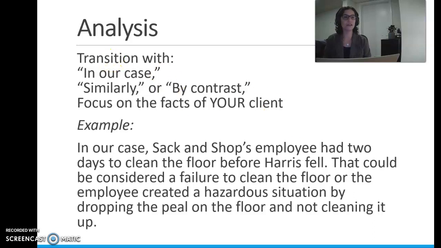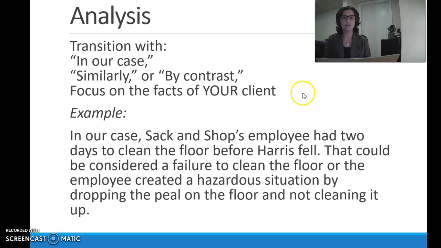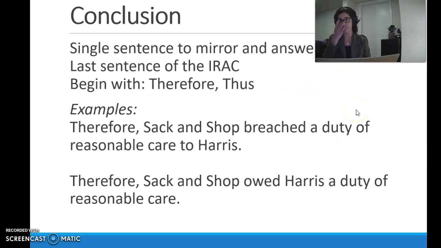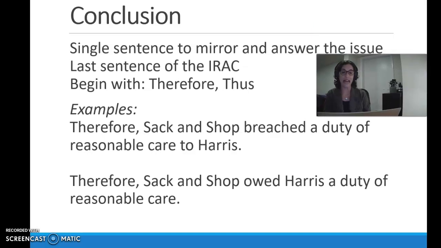Okay, last but certainly not least, we transition into the conclusion. So let's go down there. Now, the conclusion is exactly what it sounds like. It should be the last sentence of your IRAC paragraph. Exactly like the issue, it's one sentence, and it should actually mirror and answer your issue.